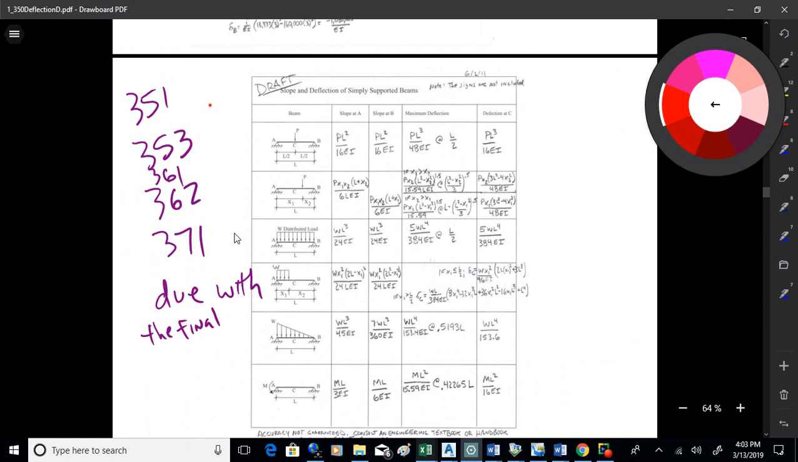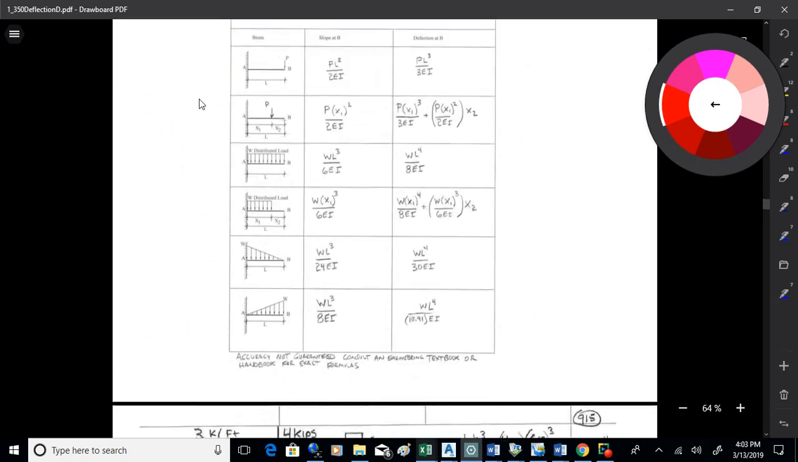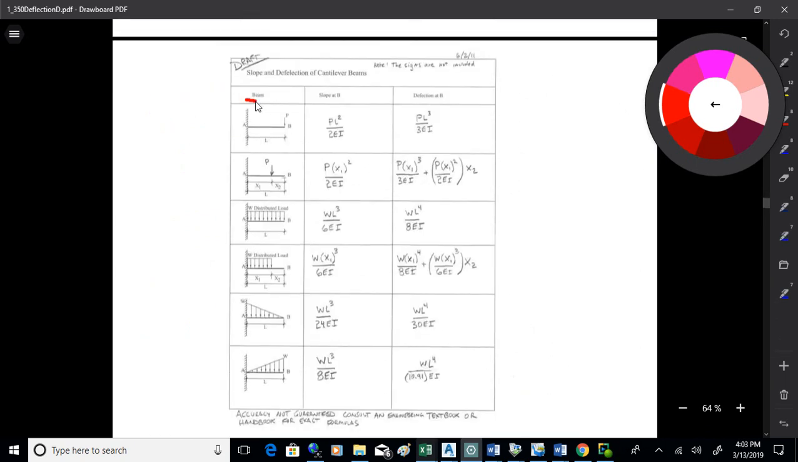One side of your handout is simply supported beams with different typical loads on them. And what you've got there is the beam, the slope at the left side, slope at the right side, maximum deflection, and the deflection at the center. That's what's listed. All right. And then you have a similar table on the other side for cantilever beams. Beam, slope, and deflection.